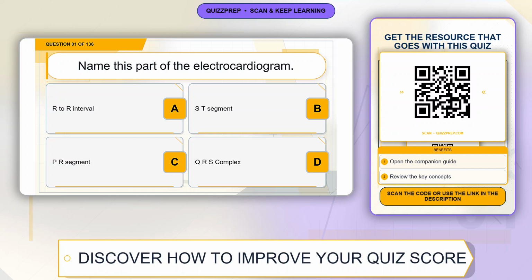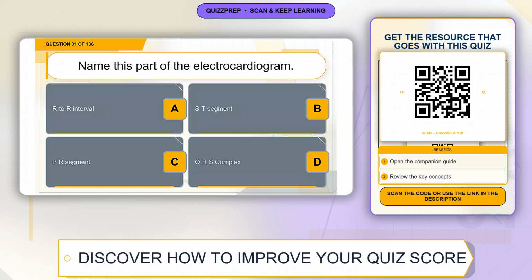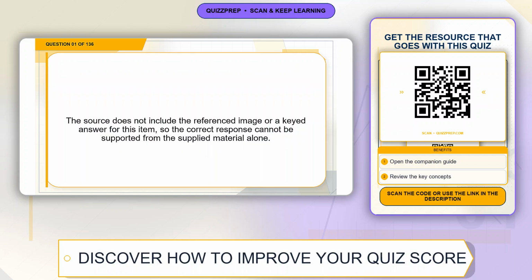Question 1. Name this part of the electrocardiogram. Option A, R2R interval. Option B, ST segment. Option C, PR segment. Option D, QRS complex. The correct answer is now shown. Explanation. The source does not include the referenced image or a keyed answer for this item, so the correct response cannot be supported from the supplied material alone.